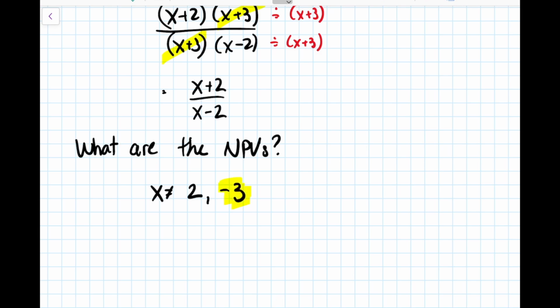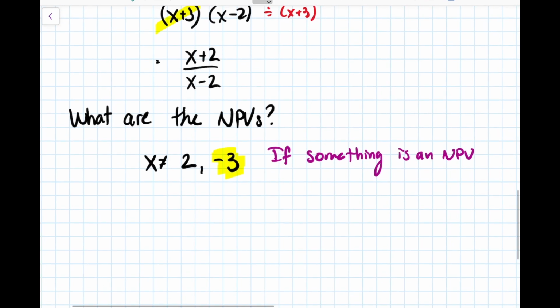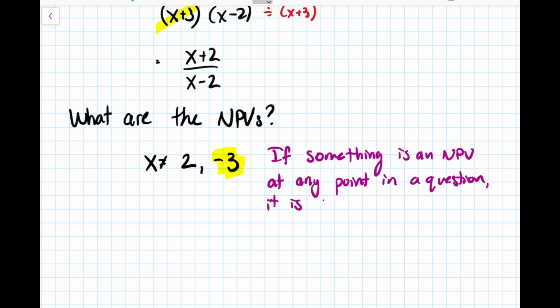So a really important thing to keep in mind, if something's an NPV at any point in a question, so we had that x plus 3 in the denominator at some point, so if it's an NPV at any point in the question, it will stay an NPV all the way through to the end. Just because you canceled things out doesn't suddenly make something allowed. So you've got to look through your entire question when you're trying to figure out what your NPVs are. And that's another thing that people tend to mess up.